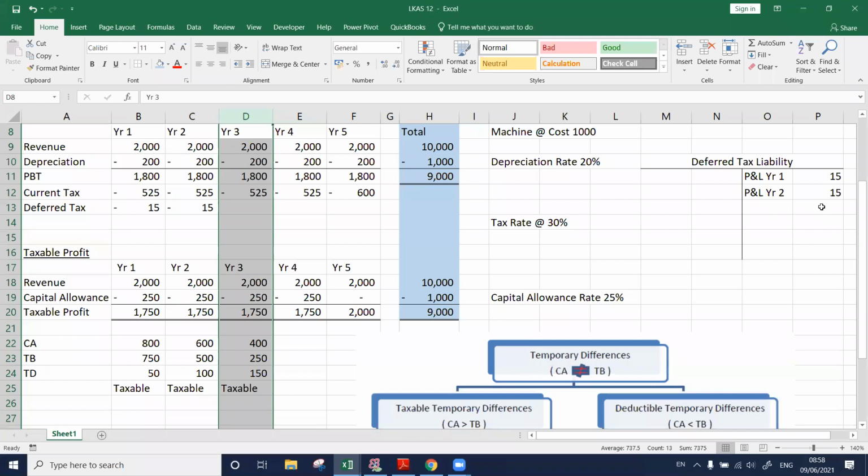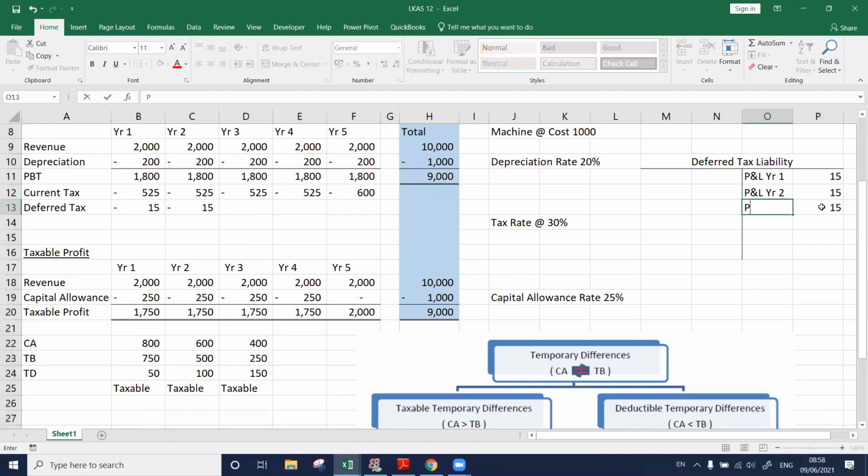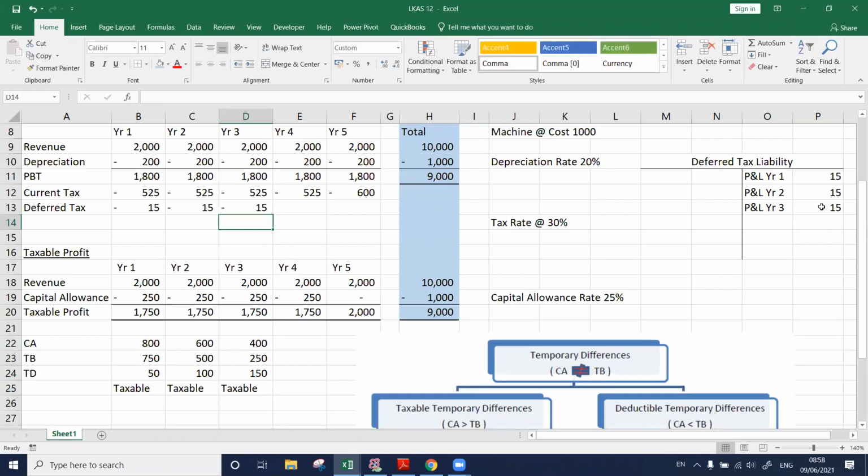In year 3 again we need to charge 15 to the P&L. In year 3 as what? As deferred tax.